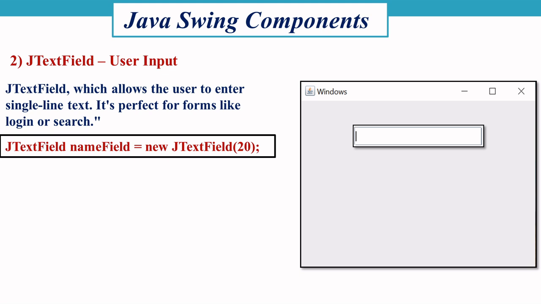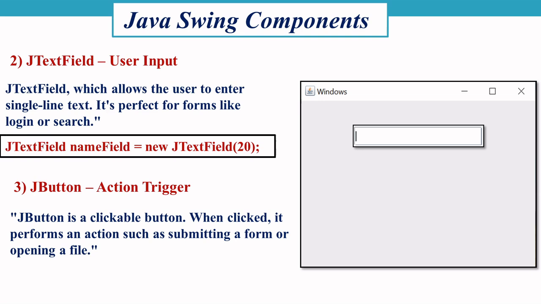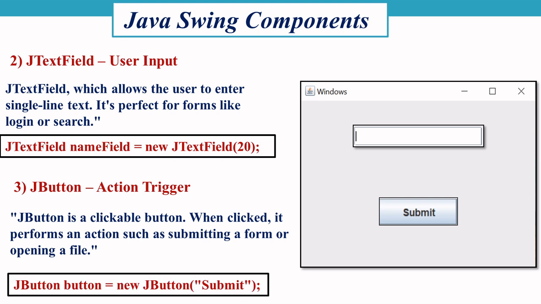Now I will discuss the third component, JButton, which is used for action trigger. JButton is a clickable button. When clicked, it performs an action such as submitting a form or opening a file. For creating its object, we use the JButton class, create an object, and then add it into JFrame. We also set its bounds to set the position in JFrame.